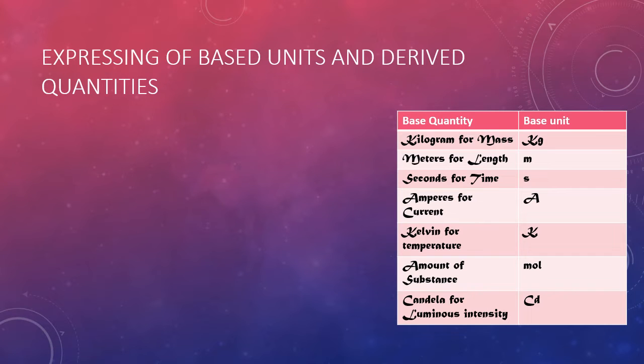Now, expressing the base units and derived units. Base units are 7 in number and are as follows. We have kilogram for mass, represented as kg, meters for length, represented as m, seconds for time, represented as s, amperes for current, represented as A, Kelvin for temperature, represented as K, mole for the amount of a substance, and candela for light intensity. Take note of these units, for we will be using them throughout this course.